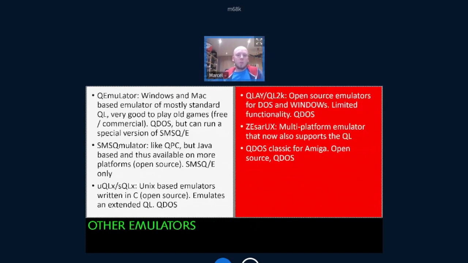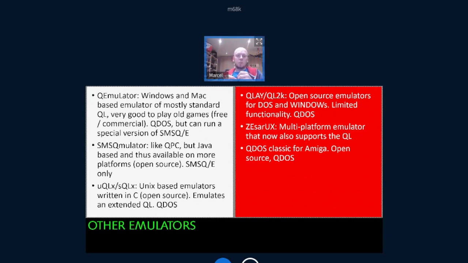Just a word about a few other emulators. There's also QEmulator, which originated on the Mac and is now mainly a Windows application. Probably because the author worked for Microsoft at the time. It's one of the best if you just want to have the raw QL experience, not the extended high color stuff, even though it has some kind of high color mode also integrated, but it's mostly for the basic QL experience and if you want to play old games and stuff.